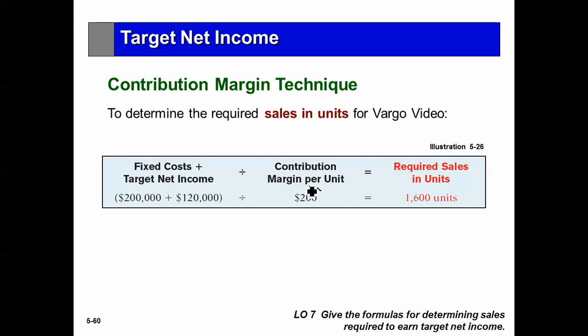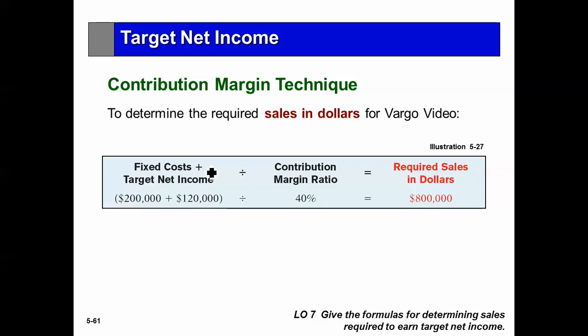On a contribution basis, the same thing. I know my contribution margin is 200. How many units do I have to sell to cover my fixed costs and give me a profit of 120? I simply add 120 to the fixed costs, divide by 200, and I get 1,600 units. Now, if I use the ratio, then I take the fixed cost plus the target net income, divide through by the contribution margin ratio, and my break even is $800,000. So if I use contribution margin per unit, my answer is in units. If I use contribution margin ratio, my answer is in dollars.